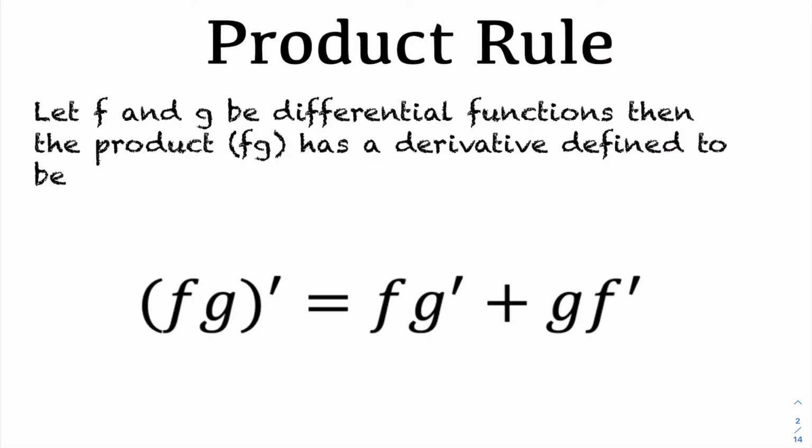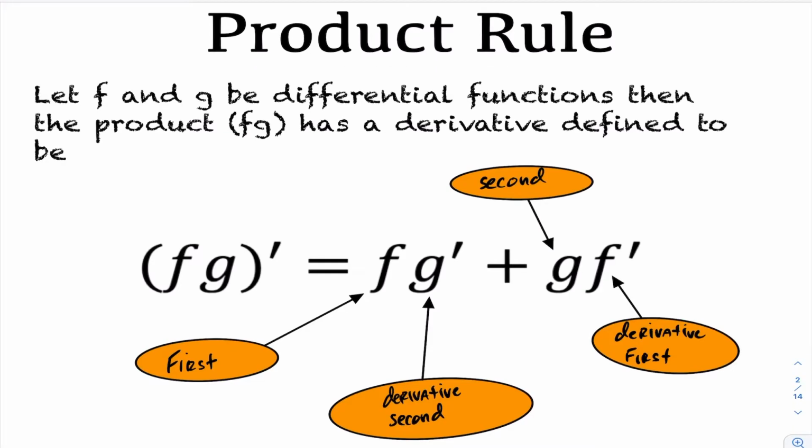So what the product rule says is that if you have two differentiable functions, in this case f and g, then the product of those is itself a function, and that function has a derivative defined to be the following. (fg)' is equal to the first times the derivative of the second plus the second times the derivative of the first. What this means is if you view this as your first function, your f, and g as your second function, then its derivative will be the first function, which is f, times the derivative of your second function, which is g prime, plus the second function times the derivative of the first function f prime.